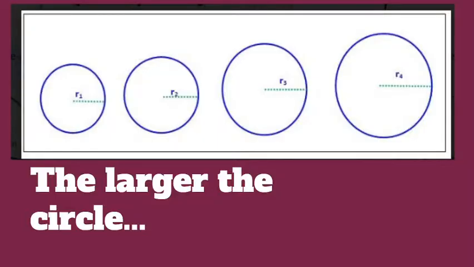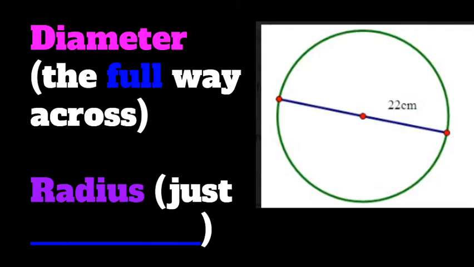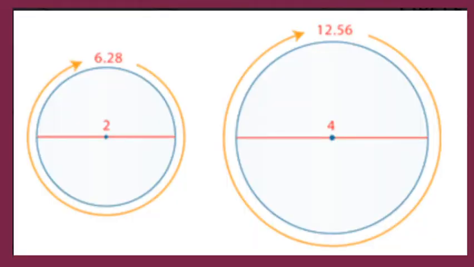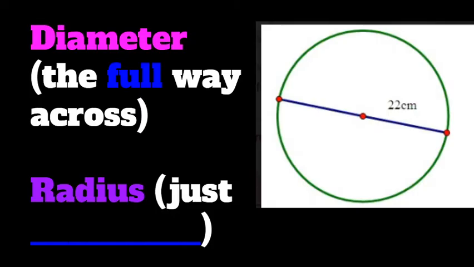The larger the circle, the larger the radius. And the larger the circle, the larger the diameter as well, right? It's a one-to-one correspondence, okay? We need to understand that. We also need to understand, boys and girls, that the diameter plays a really important part in the circumference, which we'll look at a little bit later.